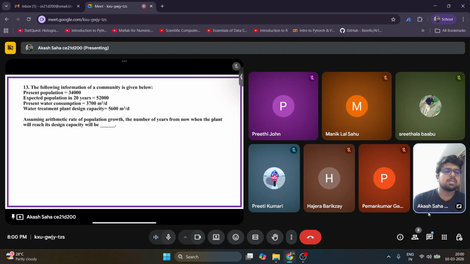So how many years will it take for the plant to reach its design capacity? Tell me. And it is given that the population is increasing at an arithmetic rate. So arithmetic rate increase means every year, okay, the increase in the population will be the same. Okay, the delta P will be the same. So please work it out.